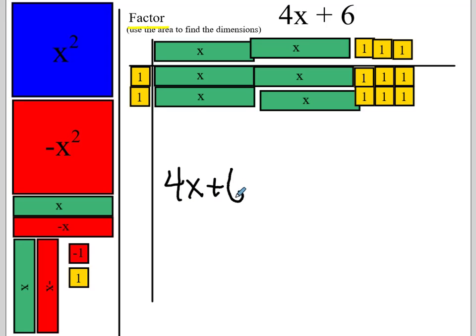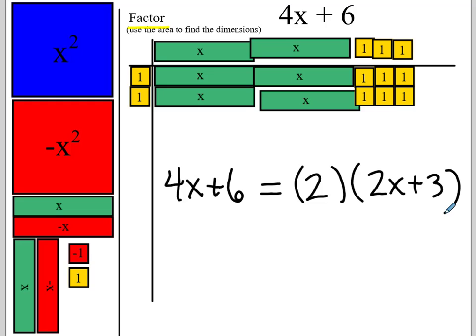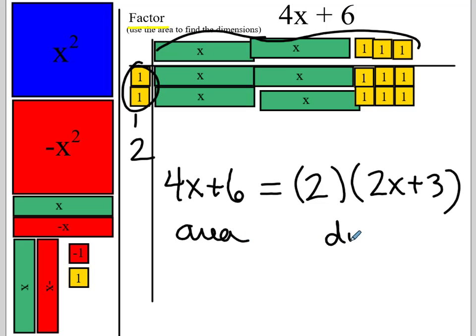We would see that 4x plus 6 has dimensions of 2 times 2x plus 3. The 2 is right here, and this whole term along here is the 2x plus 3. You'll notice we went from the area to the dimensions, or I undid my distributive property. That's what factoring is.